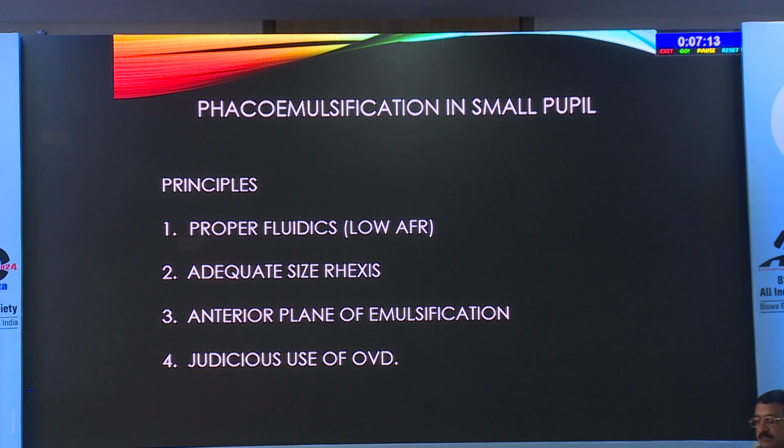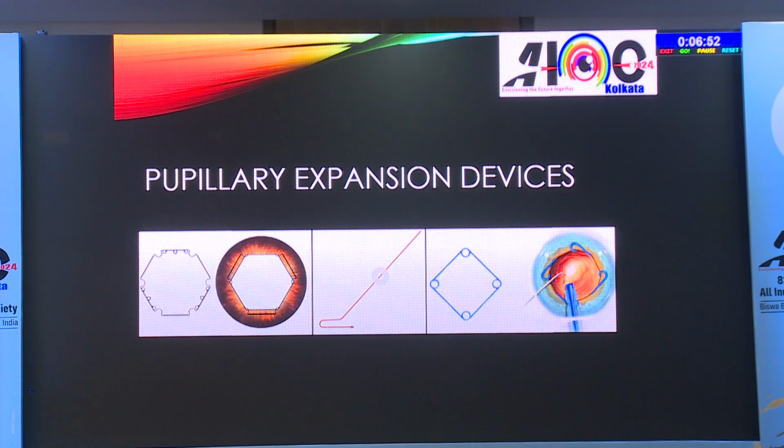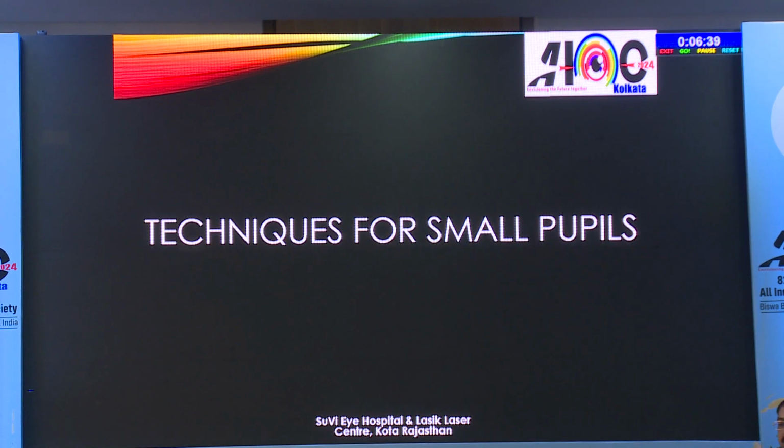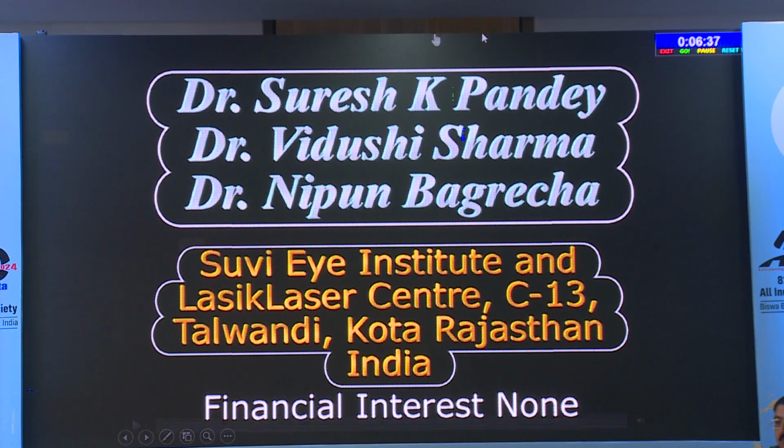We should be more anterior in the plane of phacoemulsification than in a routine case, but we should strike the balance, because if the plane is too anterior, we can risk injuring the corneal endothelium as well. Use viscoelastic devices judiciously, and we should not overfill with them. Underfilling is recommended. Use of pupillary expansion devices such as iris hooks, iris retractors, Malyugin ring, and B-hex expanders makes sense. So here is one video showing the technique for small pupil.